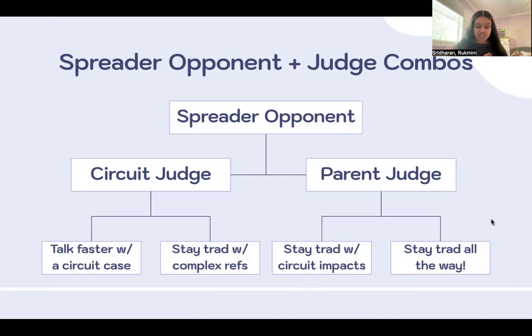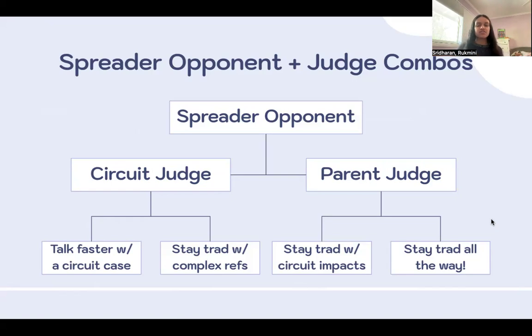Or what you can do, which I generally tend to do, is stay trad. So meaning keep your traditional case with your stock arguments that you use for your other rounds, but have more complicated refutations. So what this means is, you're going to run your normal case, but when it comes to refuting your opponent's case and their impacts, that's when you can use some jargon, right? Like you can say frontlining or, I don't know, what's another one? Like impact turn, something like that. Feel free to use more jargon when you're going against a spreader opponent with a circuit judge. And then also just making sure that you're refuting their impacts on the circuit level as well. So trad case, circuit refutations, if that makes sense. So those are just a couple examples of the strategies that you can use with a circuit judge.